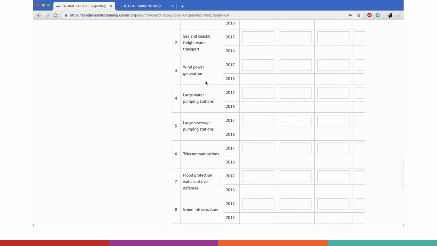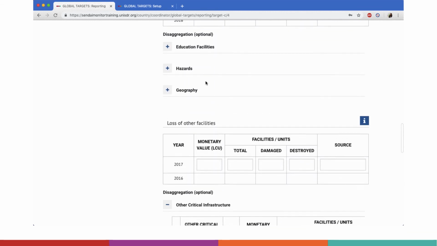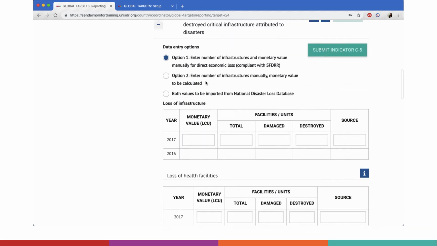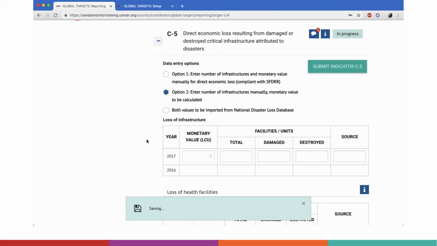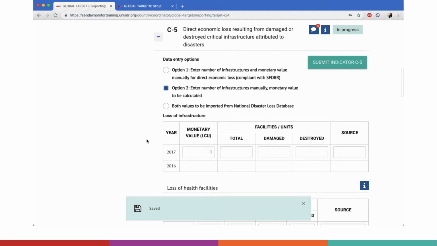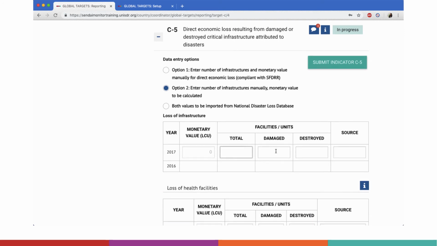If the proper economic valuation of direct loss is available, select option 1 and enter the associated monetary value for each infrastructure type you have selected here. Otherwise, select option 2 to have the system calculate the monetary value for the total number of damaged and destroyed facilities or other units of infrastructure you input here.